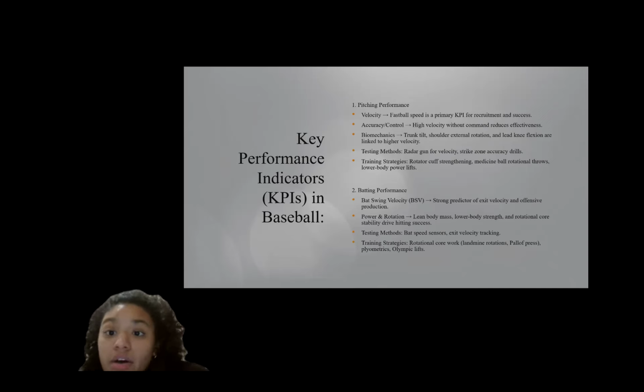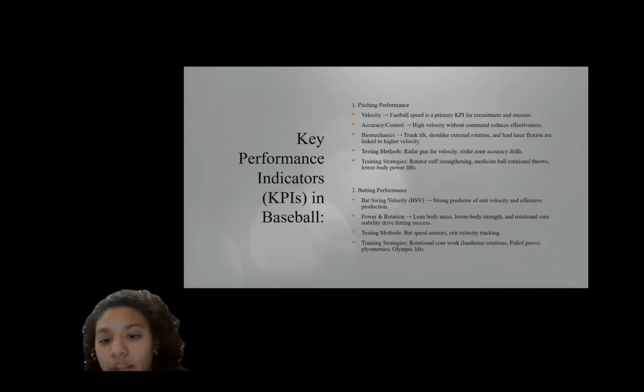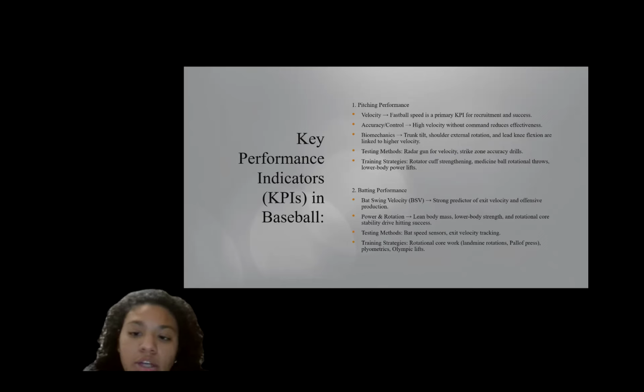them or RDLs. And then we have batting performance. So we have bat swing velocity, a strong predictor of exit velocity and offensive production. We have power and rotation. So lean body mass, lower body strength, and rotational core stability drive hitting success.